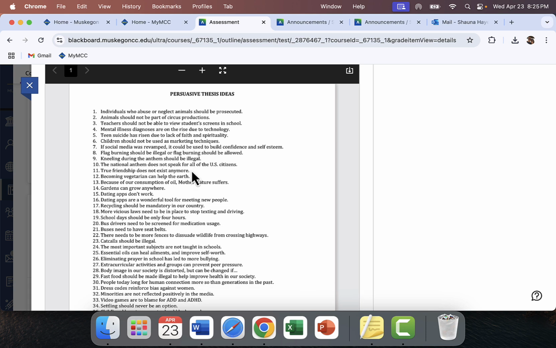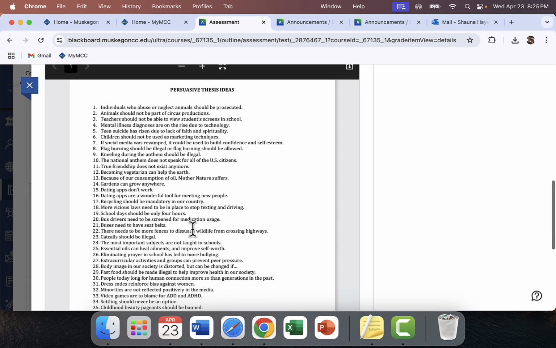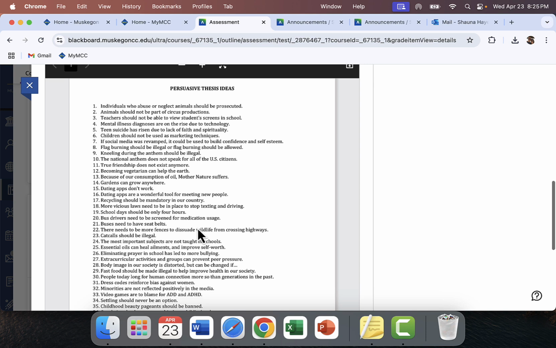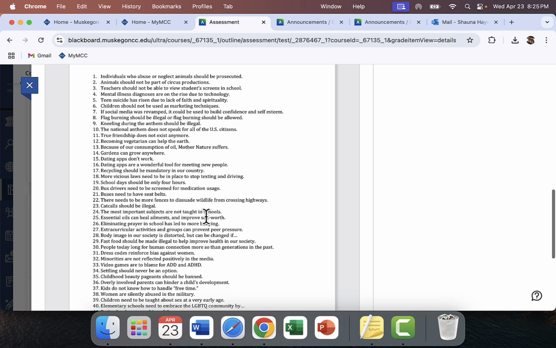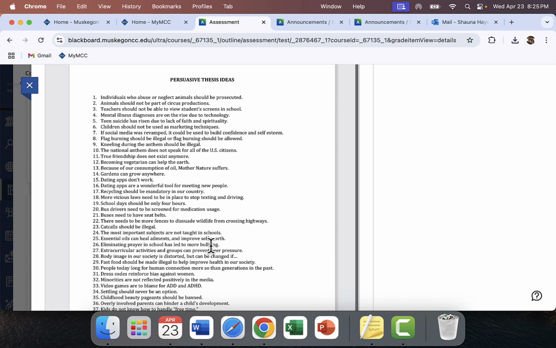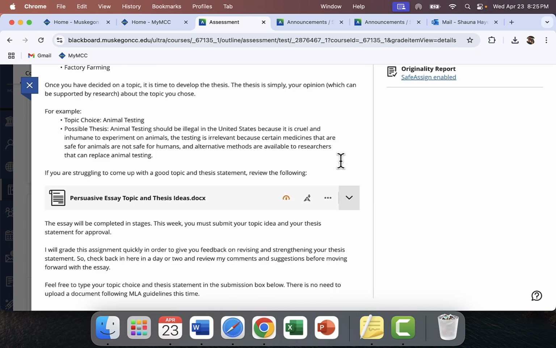Notice that they're just the opinion. They don't state the why. Right? So if I'm saying here, like, dating apps don't work, well, we're missing the why, right? You have to include that here to be able to shape your essay. Catcalls should be illegal. Why? You have to expand on this, right? Dress codes reinforce bias against women. How? How do they do that, right? So you have to add on to what's already here, but these at least will get you started thinking if you're kind of stuck.